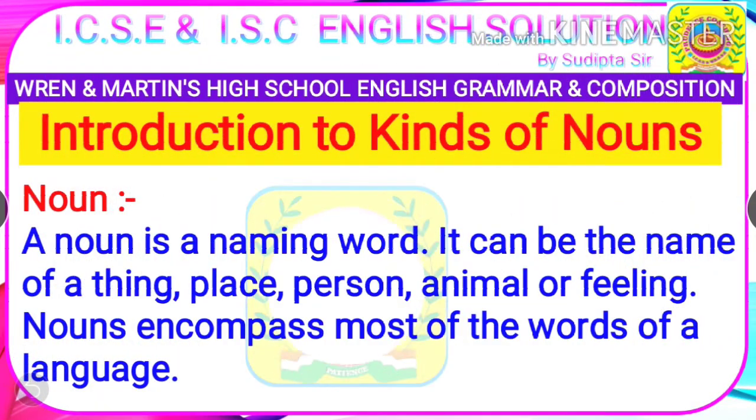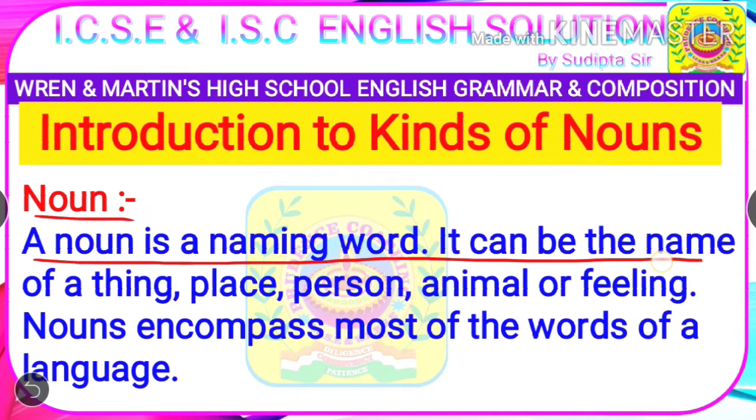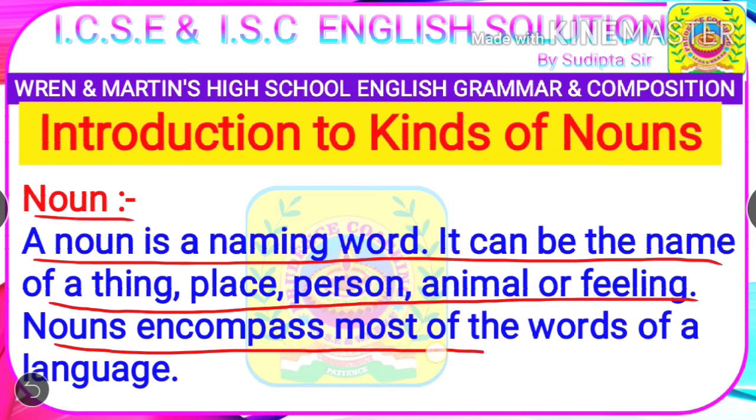In the beginning, we will know what a noun is. A noun is a naming word. It can be the name of a thing, place, person, animal or feelings. Nouns actually encompass most of the words in the English language. So a noun tells us the name of a thing, place, person, animal or feeling.